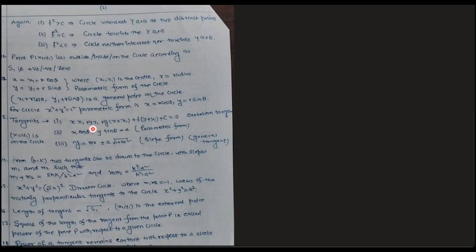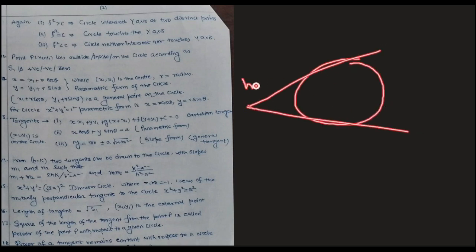Now coming to point number 14, from the point (h, k) two tangents can be drawn to the circle, with slopes m1 and m2. Then if in this equation you replace x is equal to h and y is equal to k, you are getting a quadratic equation in m, and then the sum of the roots will be this one and the product of the roots is this one. So this will be the relationship.